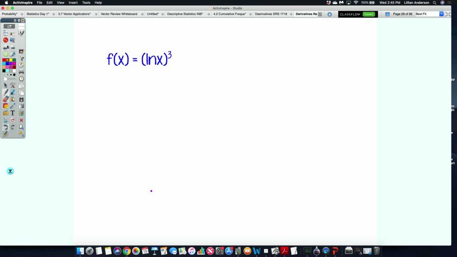Let's do this one. What's the outside function? x cubed. What's the derivative of that? 3x squared. But I'm not going to write an x, I'm going to write ln of x squared, and the derivative of ln of x is 1 over x. So my final answer is 3 ln of x squared over x.